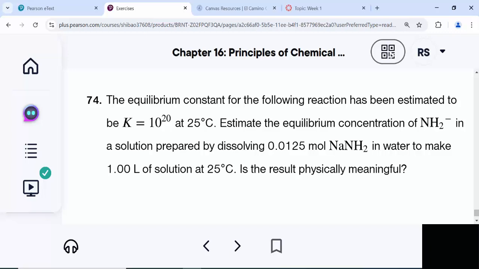You know, it's like being out in the desert. And the population of tropical trees is probably 0. But anyway, at 25 degrees C, estimate the equilibrium concentration of amide in a solution prepared by dissolving 0.0125 moles of sodium amide in water to make 1.00 liters of solution at 25 degrees C. Is the result physically meaningful? All right, so this is a case where there are certain tricks to make your life a little bit easier. And we'll talk about those tricks, depending on your calculator.